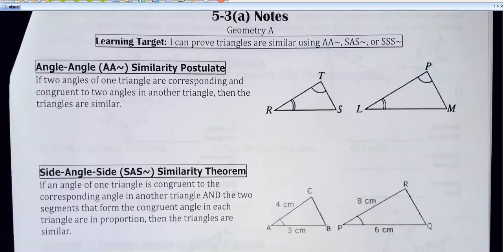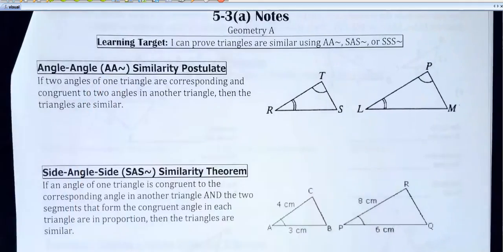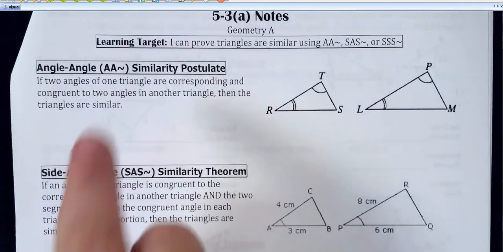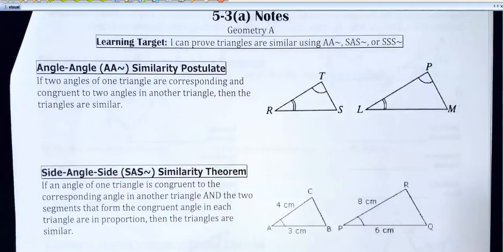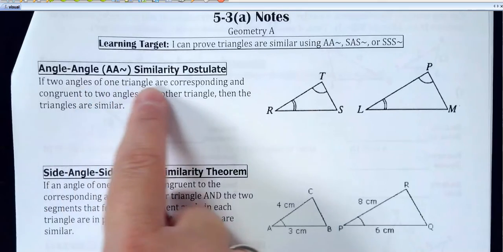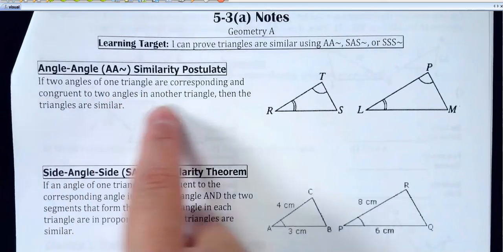This is going to be these three that I'm going to give you today. There's three ways you can prove triangles are similar to each other. The first one is called angle, angle, and I just abbreviate that with AA and then that little similarity symbol. So, angle, angle, similarity postulate. Literally all you have to have is two angles in one triangle that are corresponding and congruent to two angles in another triangle.